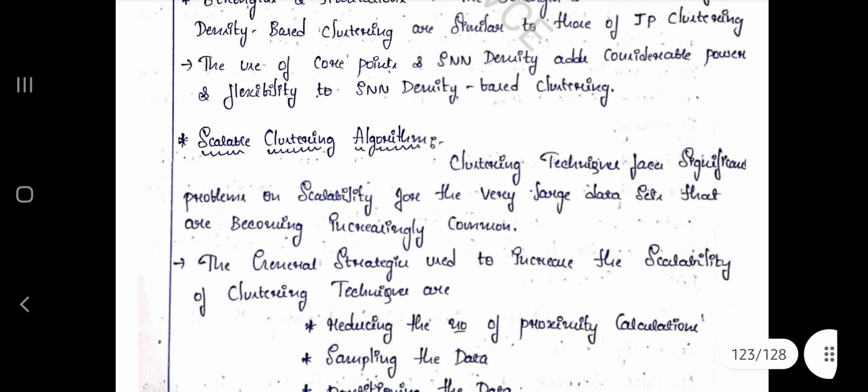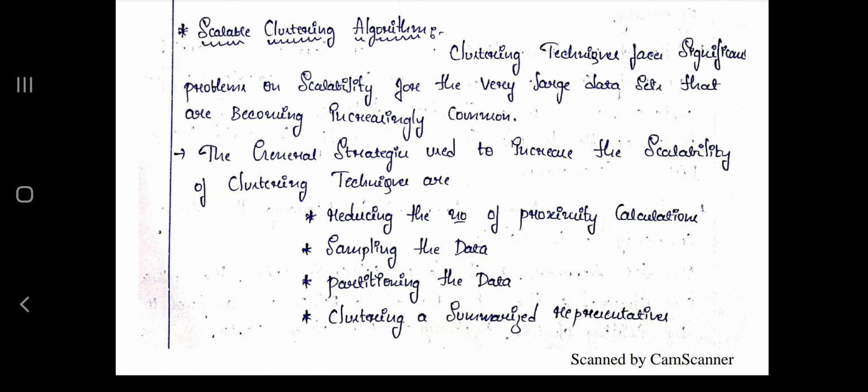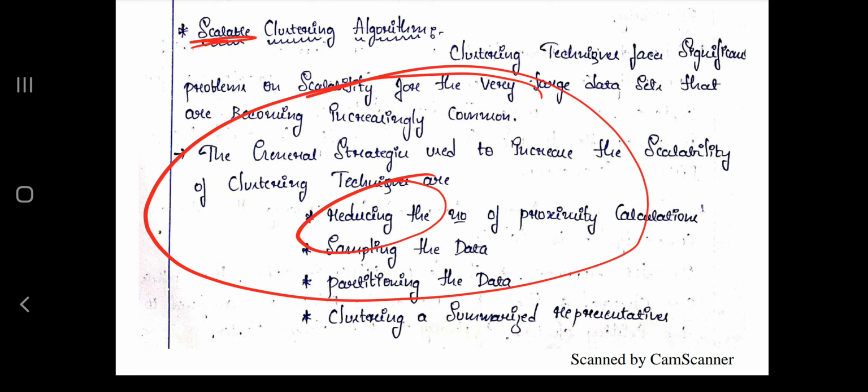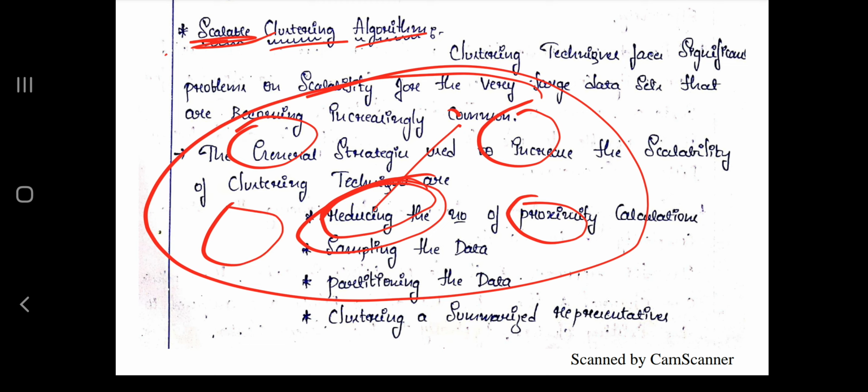The scalable algorithm. Firstly, what do you understand by the term scalable algorithm? You answer me first, then we will move on to the next part of the video. Scalable clustering algorithm means what? Scalable means large scale. This is a small scale, this is large scale. An algorithm which can be used for large scale is called a scalable clustering algorithm. Fine, that's the first key point.